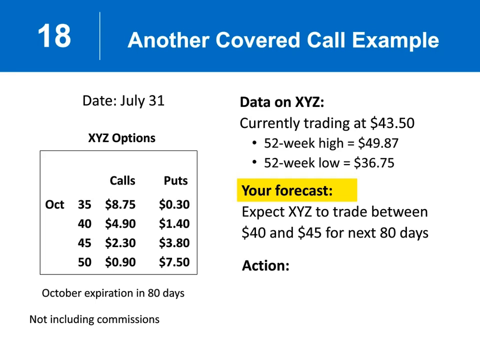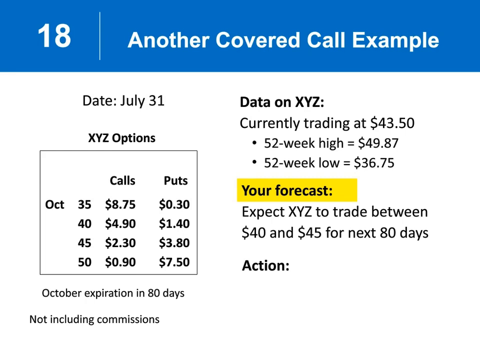Now, if we just bought the stock at $43.50 and our forecast is correct, that the range holds true, we're looking at possibly a $1.50 profit with a potential loss of $3.50. That risk reward doesn't really work out too well for us. But if you put on a covered call trade, that might change things. So we'll take a look at that.